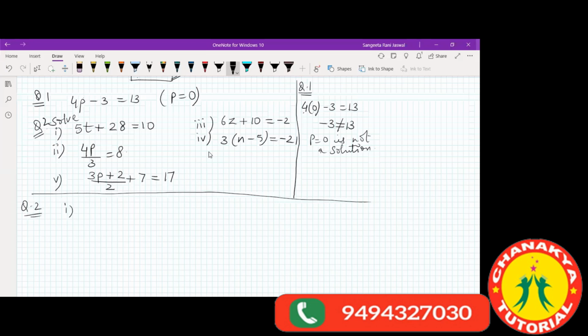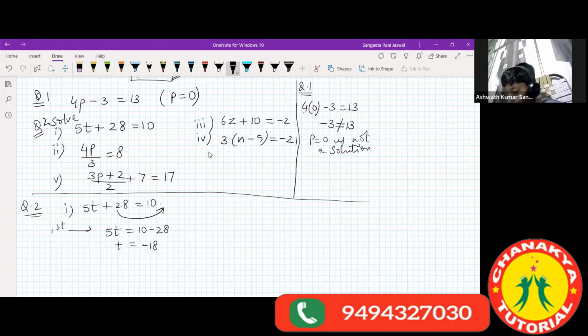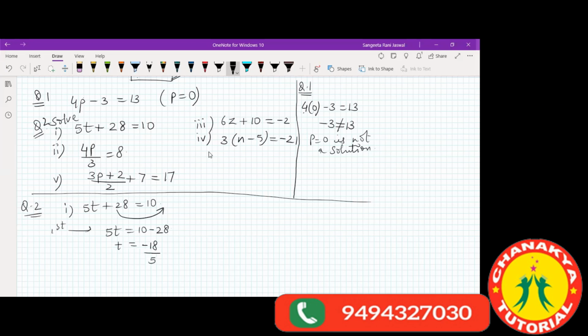So let's see question number 2. First part I am showing you. 5p plus 28 equals 10. Right? So what I'll do, I'll take this 28 to the other side as my first step. So it will be 5p equals 10 minus 28. Yes, ma'am, sorry, it will be minus 18. So your p will be minus 18 by 5.